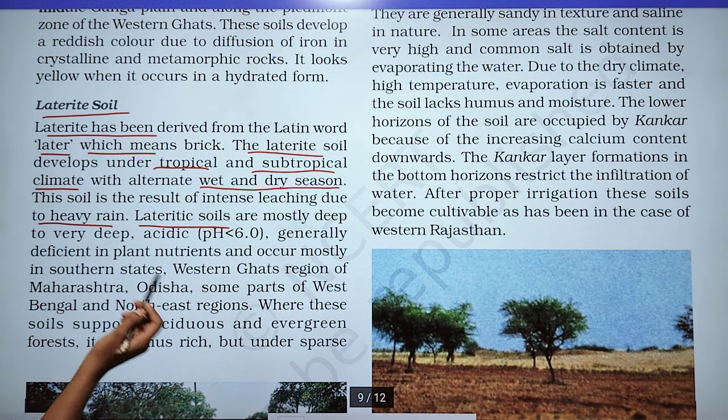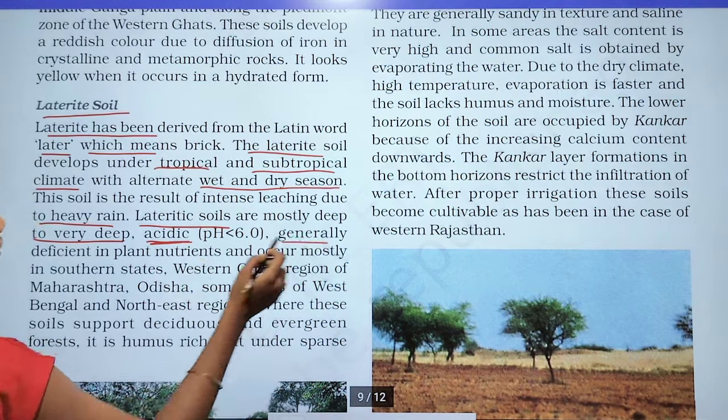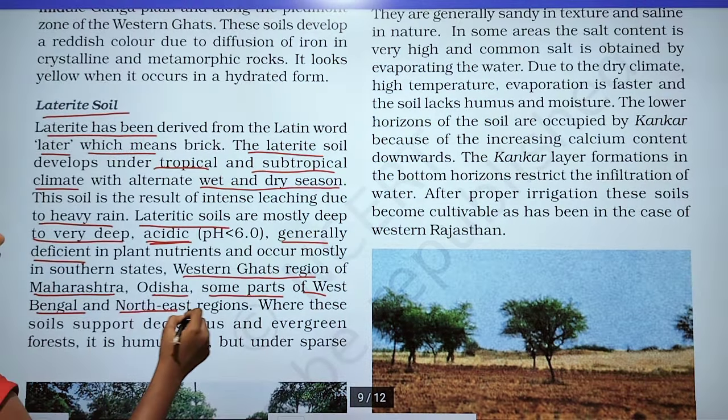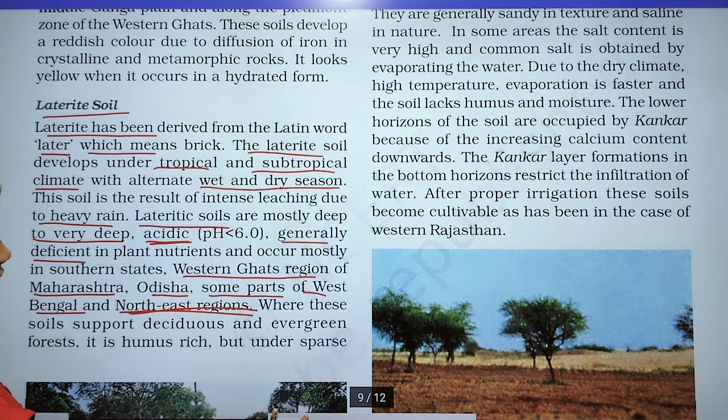Laterite soils are mostly deep to very deep and acidic. Generally deficient in plant nutrients, it occurs mostly in the southern states, in the Western Ghat region of Maharashtra, Odisha, some parts of West Bengal and the Northeast region.